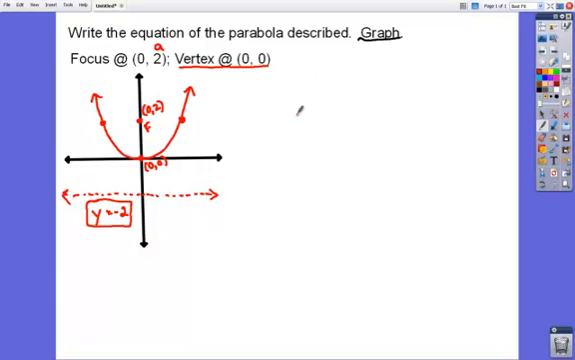Now, writing the equation, this one's opening up, so it's going to be x squared instead of y squared. So x squared equals 4ay is the form that our equation will take. The a value we already said was right here. So the a value is 2. So we will have x squared equals 4 times 2 times y. So x squared would equal 8y. So that's the equation of the graph.